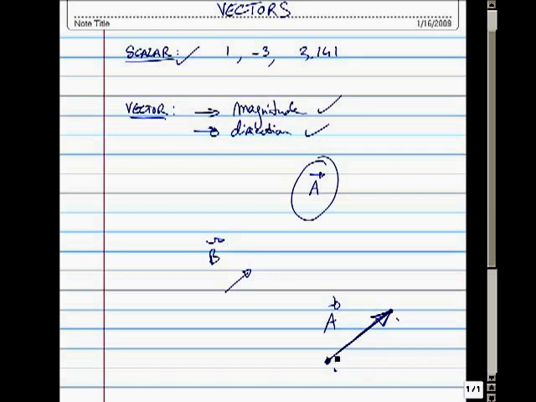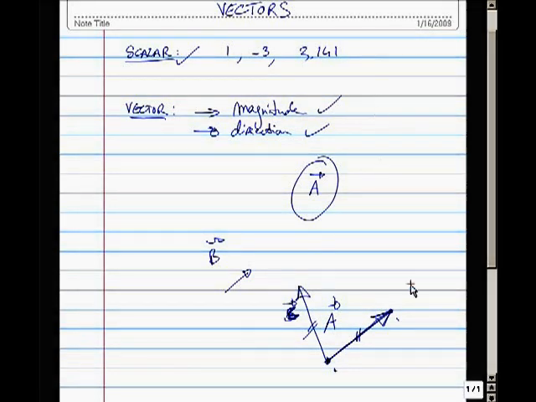Similarly, I can stick with the same magnitude, but I can just change its direction. This would be a different vector. Let's call it C. Because even though it has the same length as vector A, its direction is different. It points in a different direction.